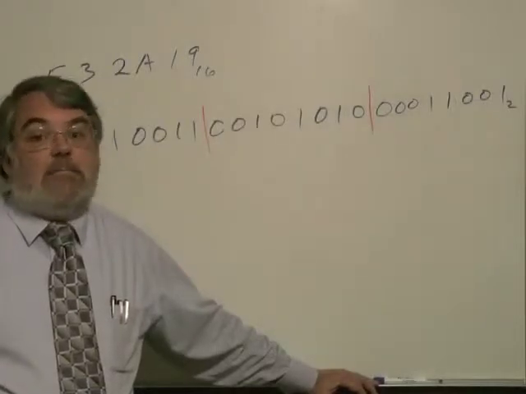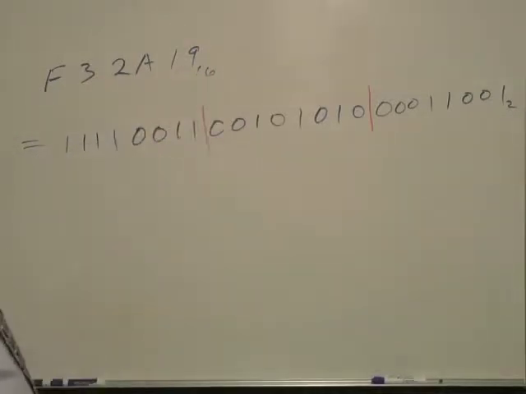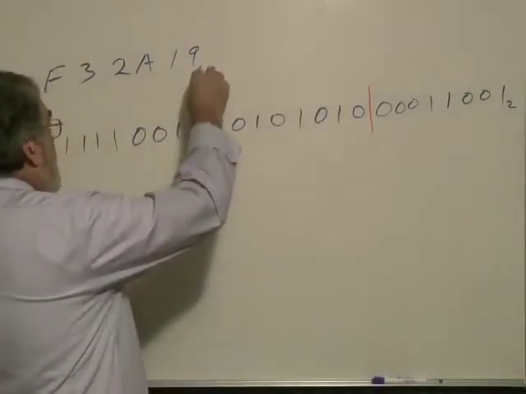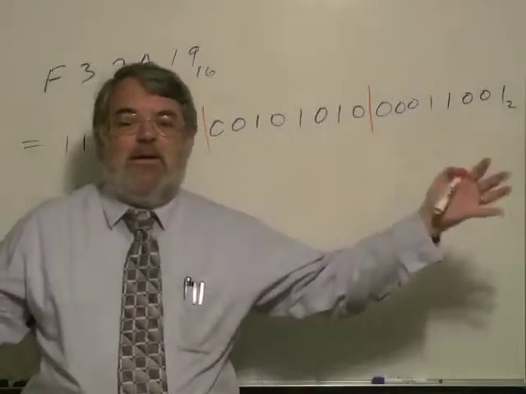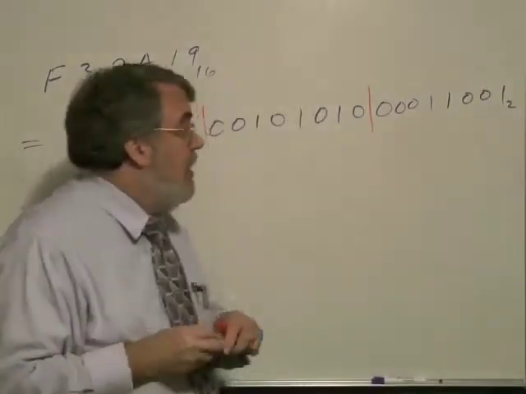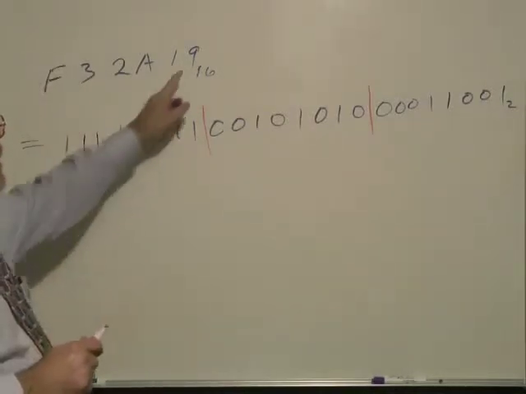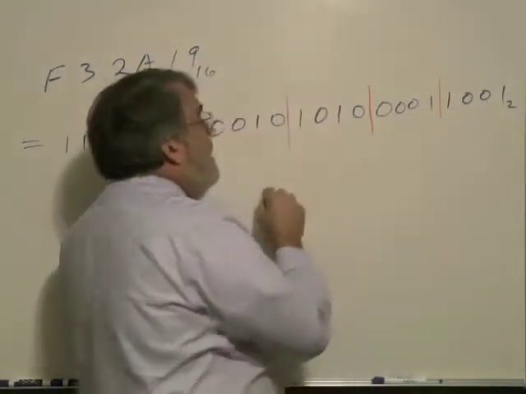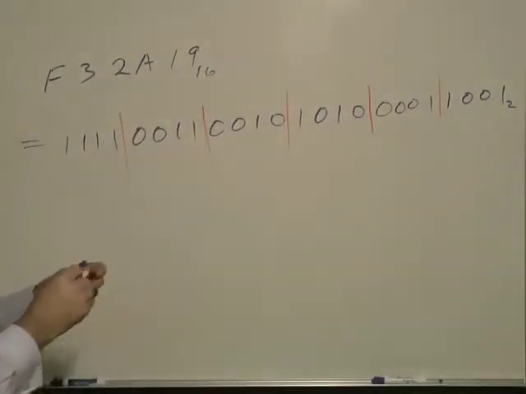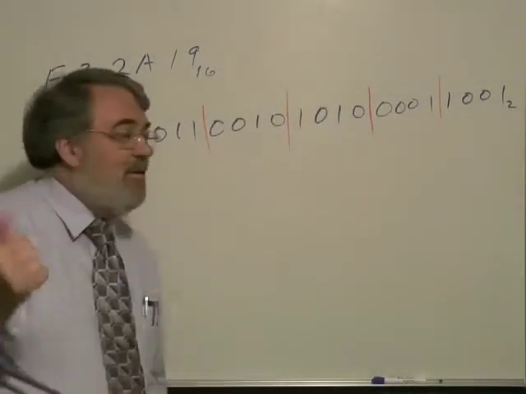I wrote a 6-digit hexadecimal number up here, F32A19, base 16. One nice thing is that it's a somewhat concise way of representing a much longer binary number. And so how does that work? Well, in hexadecimal, each digit represents 4 digits in binary. This requires that you learn your conversion from binary to hexadecimal and back, or to decimal systems.